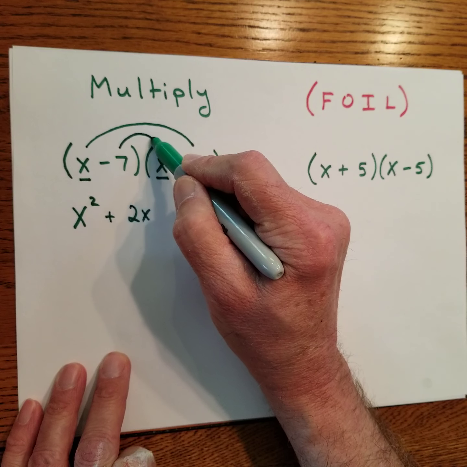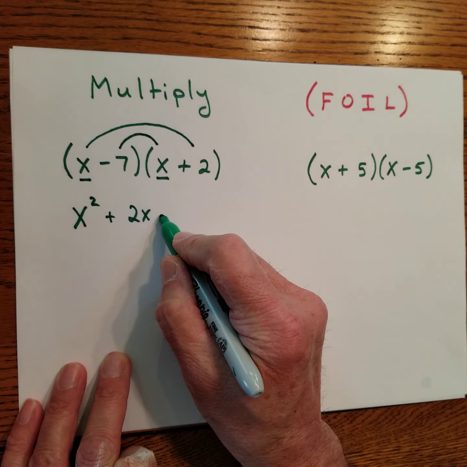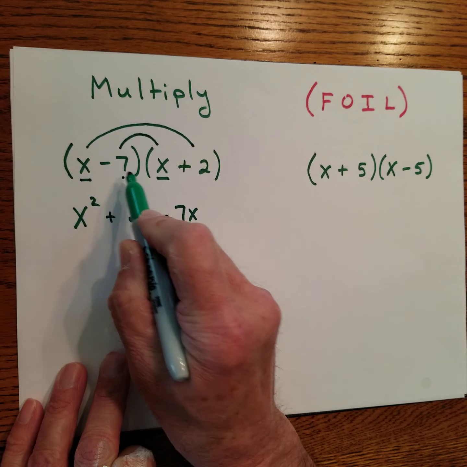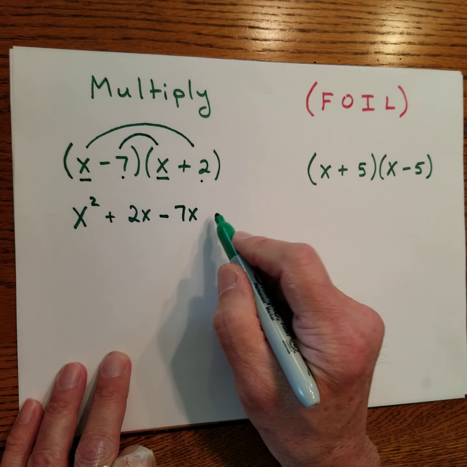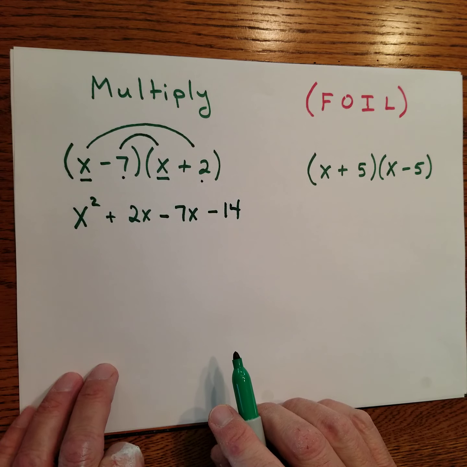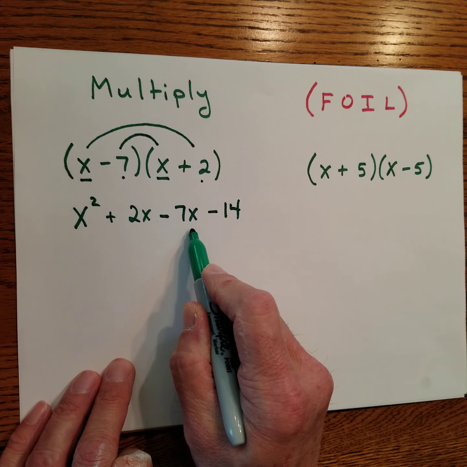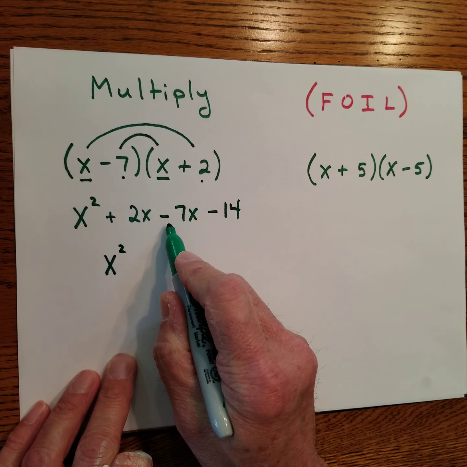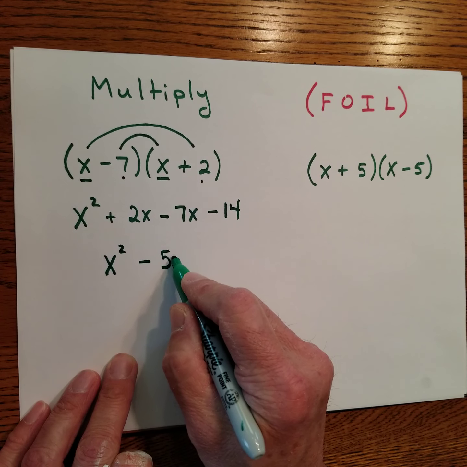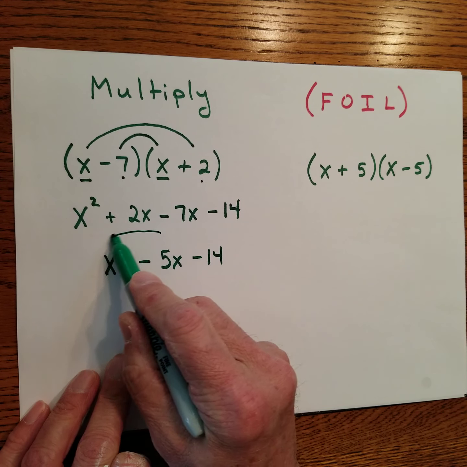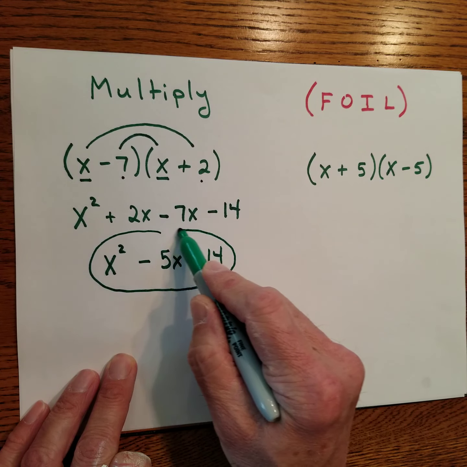Now multiply the inners. Negative 7 times x is negative 7x. Finally, we multiply the lasts. That's a negative times a positive is a negative. Now, often when we do FOIL problems, the outers and the inners are like terms. Let's put those together. I'll copy the x squared. 2x minus 7x is negative 5x. And copy the minus 14. There's the way I want my final answer to look.